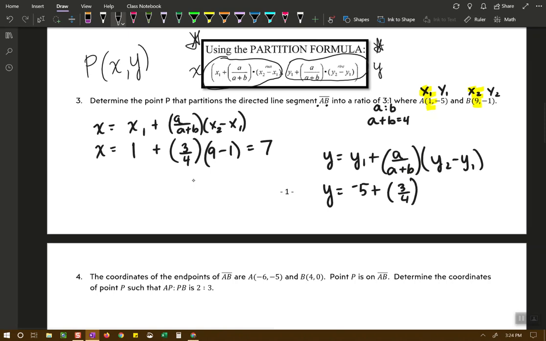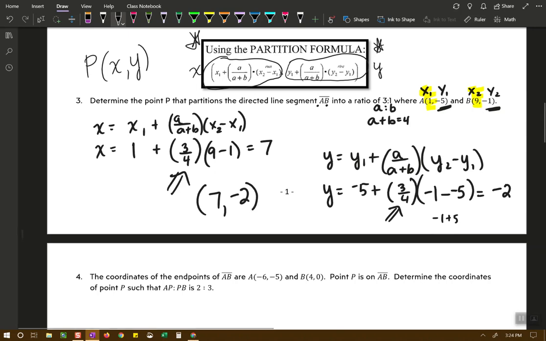So as you can see, the ratio stays the same, 3/4. This time we're going to do the rise, the difference between the y's, y2 minus y1, and y1 is a negative, so it's going to be -1 minus a -5. Calculating this is -1 plus 5, which gives me a 4, times 3, -2. Put it in a calculator if you don't believe me. So point P happens at 7, -2.